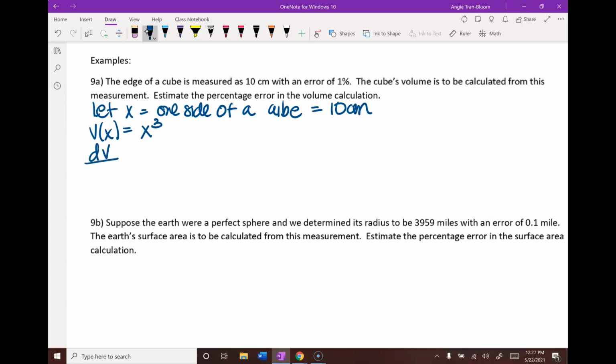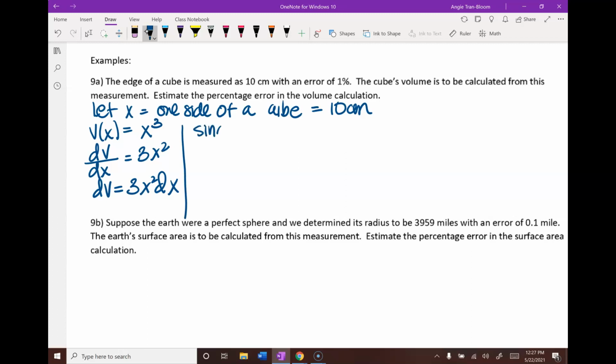Well, let's find the derivative with respect to x. So this is the change in volume with the change in the one side. So this is 3x squared. dV represents just the change in volume, so we're going to cross multiply. So now we have 3x squared times dx. This is the change in volume with respect to x, okay?